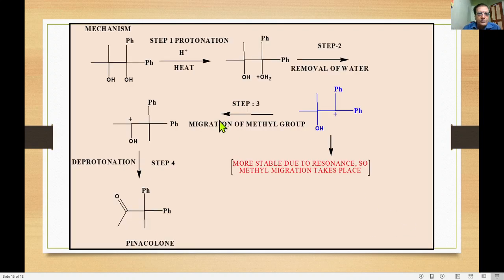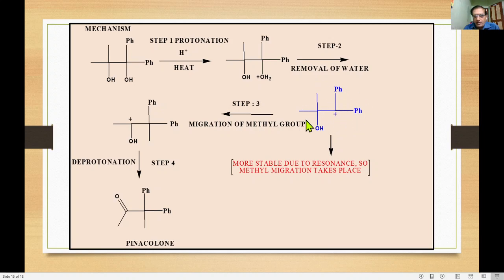Now see the mechanism here. The mechanism clearly pointed out that step 1 is always the protonation. Protonation takes the H plus ion to one of the OH groups here. Now H2O plus comes over here, removal of water, that H2O goes out so that the positive charge migrates towards the carbon to make a carbocation here.